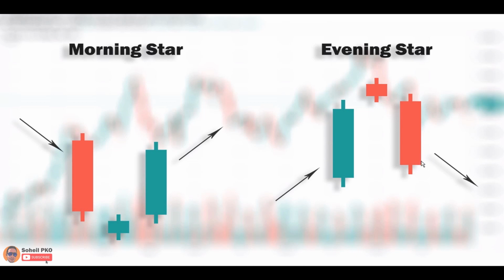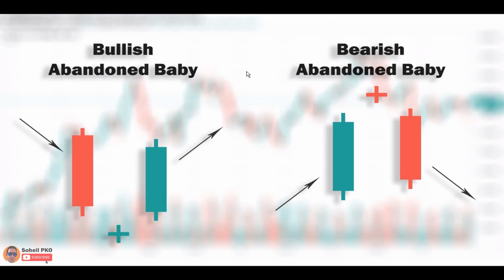As I said, the smaller the second candle, the stronger the pattern, and if it's a doji, it would be the strongest form of this pattern, which we call evening doji star. Bullish abandoned baby. This pattern is very similar to morning star with just small differences. Here also the pattern forms at the end of a downtrend or near support levels, and it shows the possibility of reversal.